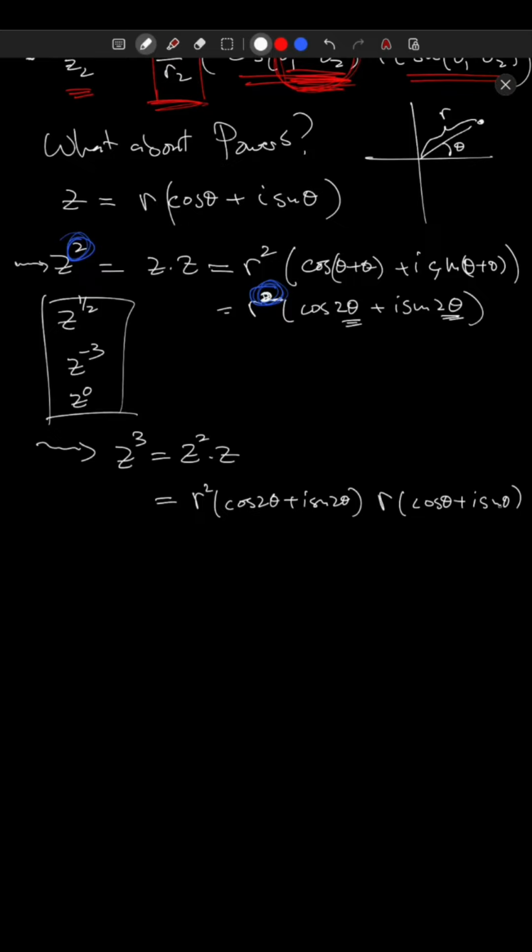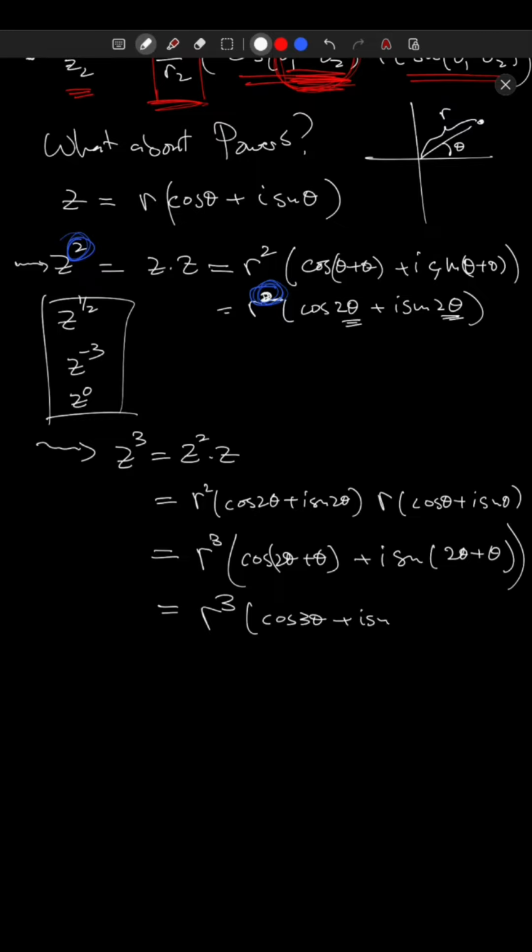Z squared times z. And then again, using what we learned last time from properties of multiplication in terms of trig form, this is going to be cosine 2 theta plus theta, and then plus i sine 2 theta plus theta. This is from last time, right? And that's r cubed cosine 3 theta plus i sine 3 theta.